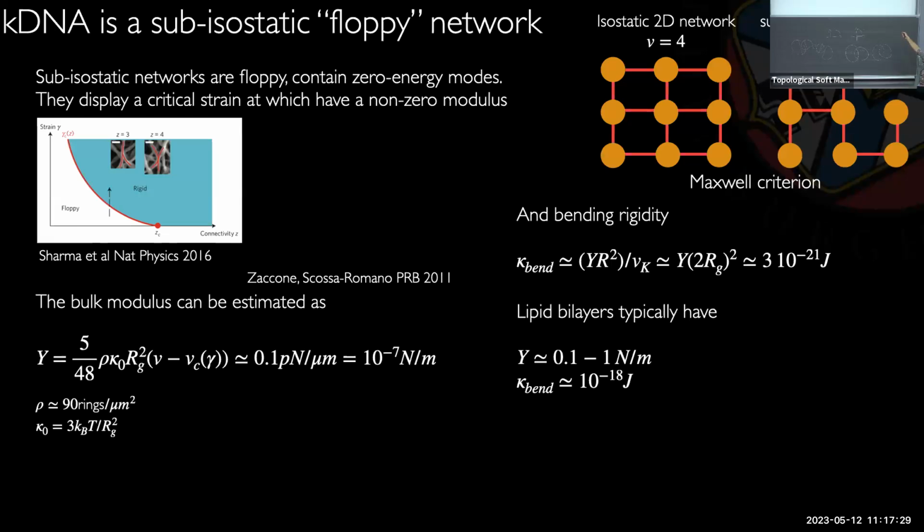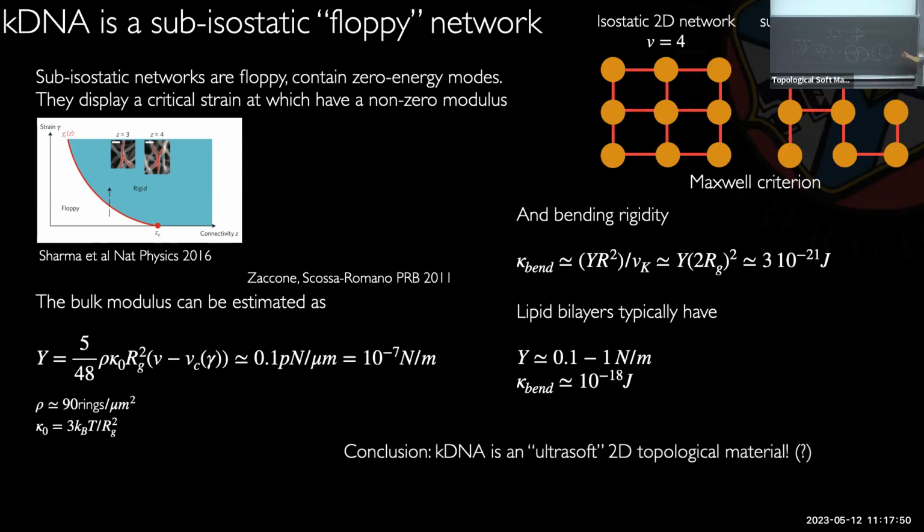And also in terms of bending rigidity, you can estimate the bending rigidity by taking the Young modulus multiplied by the thickness squared of the membrane, where you take the radius of gyration of the rings, and you get something that is also about 3 orders of magnitude, 1,000 times smaller than lipid bilayers, which is typical.